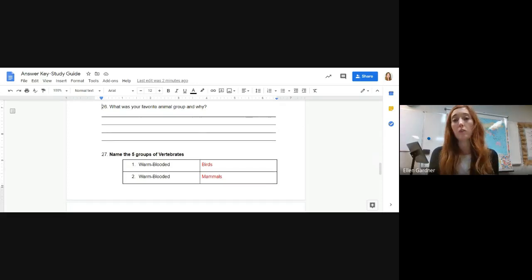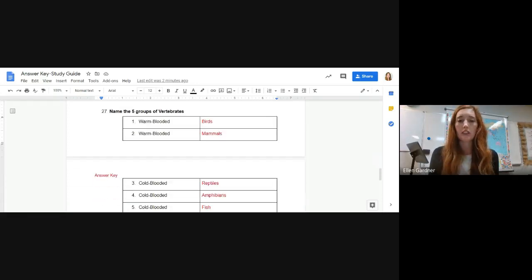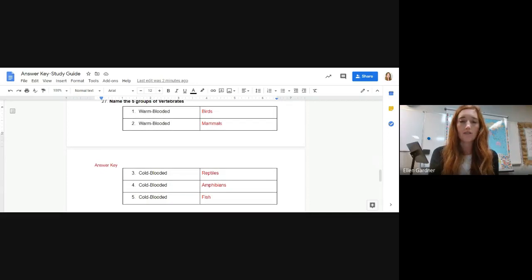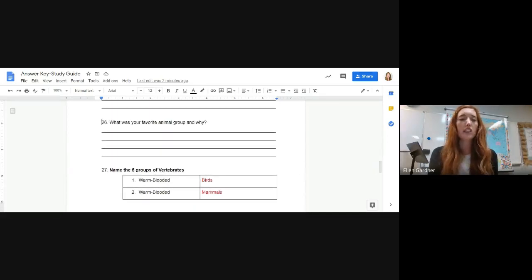For your favorite animal group and why, choose any of these ones down here: birds, mammals, reptiles, amphibians, and fish. Say which one is your favorite in general and why it's your favorite. And maybe also talk about some specific animals from that group that you like.